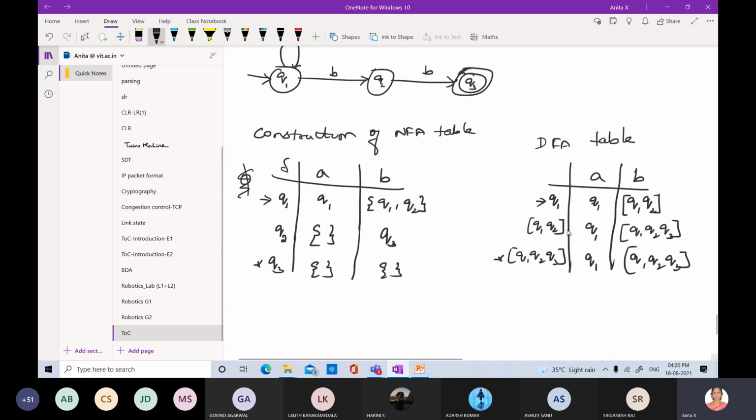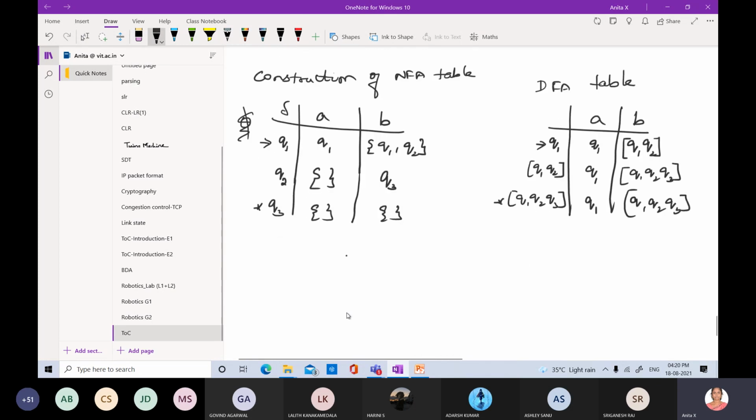So we have constructed the equivalent DFA transition table. From this we can easily construct the transition diagram. Here this is the start state, that is Q1. From Q1, for input symbol A, I am having a transition to Q1. For input symbol B, I am having a transition to Q1, Q2. Right, Q1, Q2.